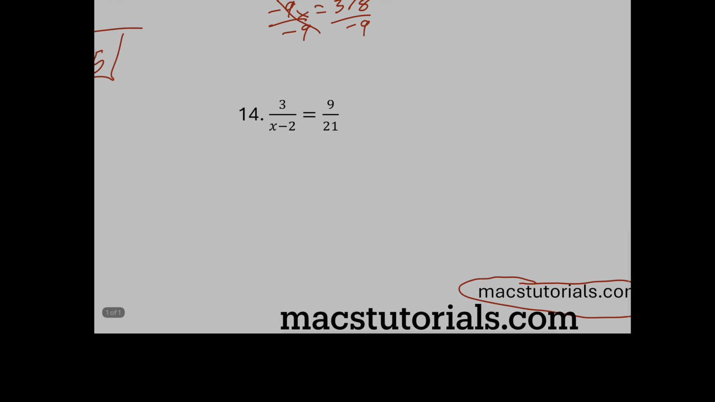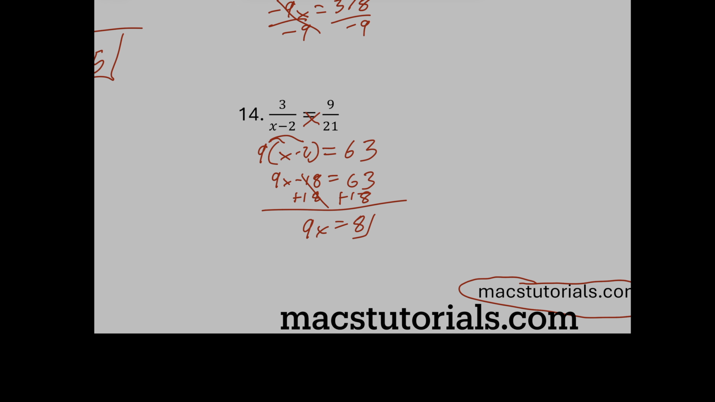Okay? And last one, we're going to go ahead and cross multiply. 9 parenthesis x minus 2 equals 63. Once I go boom, boom, I get 9x minus 18 equals 63. Now I'm going to add 18 to both sides, and I'm going to get 9x equals 81, and hopefully you see that that's going to be a nice, pretty x equals 9.